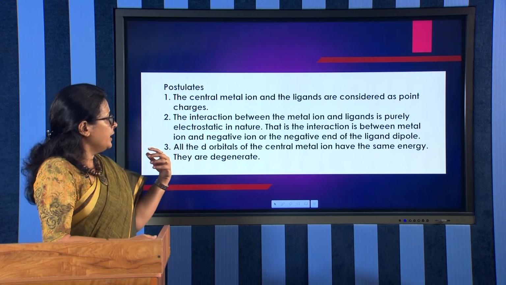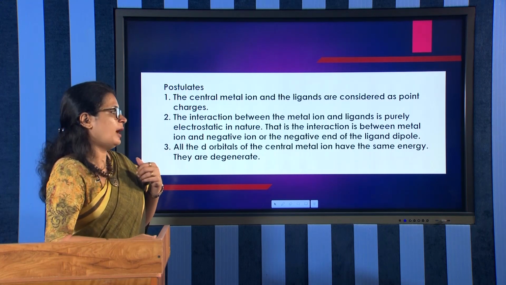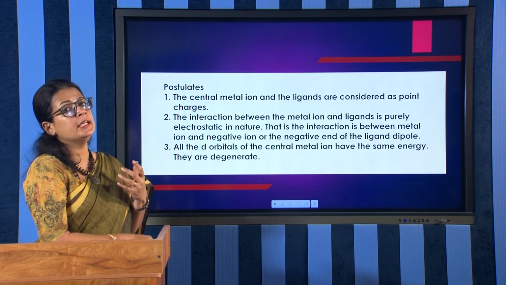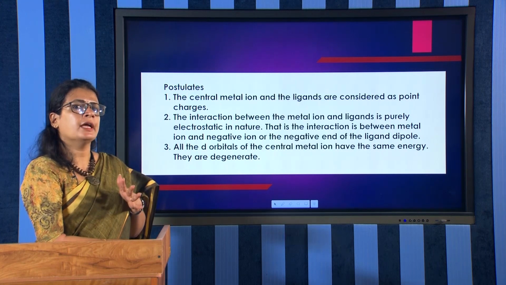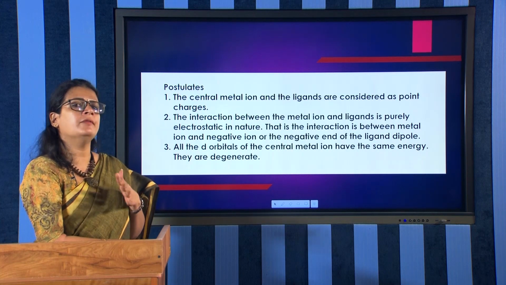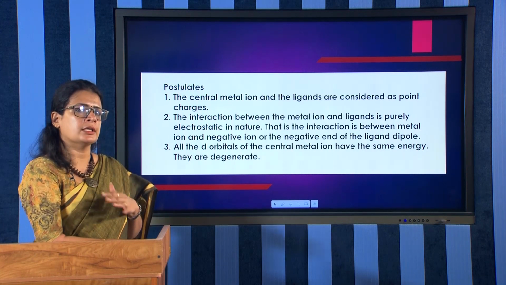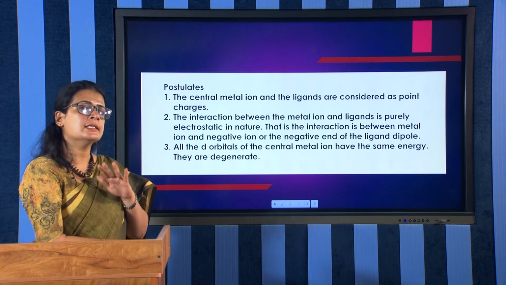Now all the d orbitals of the central metal ion have the same energy, or they are degenerate. We know that there are 5 d orbitals and all the 5 d orbitals are degenerate. Degenerate means they have the same energy.